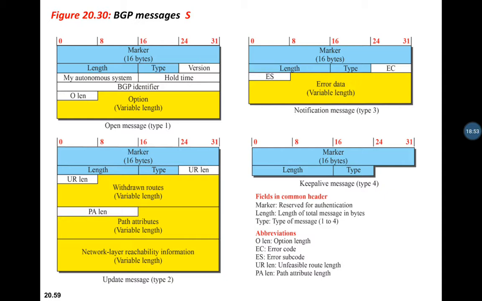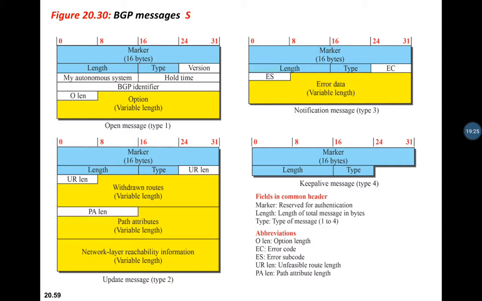Open message, first type 1, is used to create a neighborhood relationship among the routers running the border gateway protocol. It opens a TCP connection with the neighbors and sends a message, so it is said to be open. Next, type 2 is update. It is used by the router to withdraw destinations that have been advertised previously, and to announce a route to a new destination.